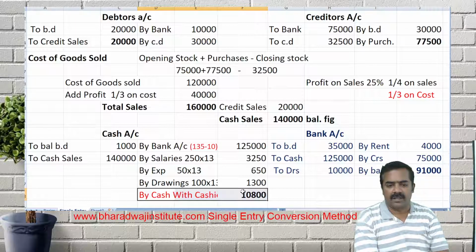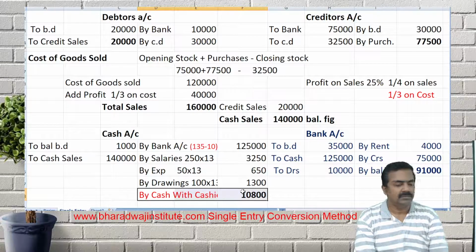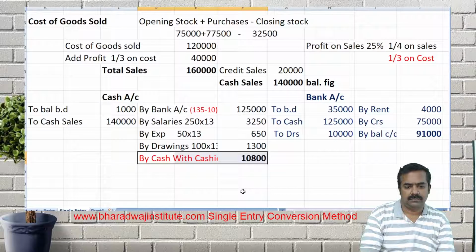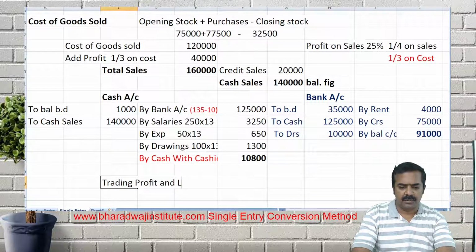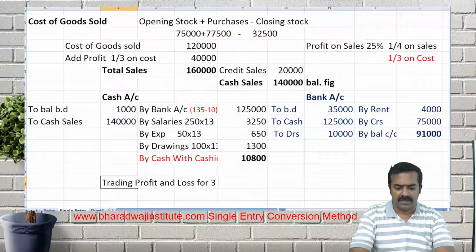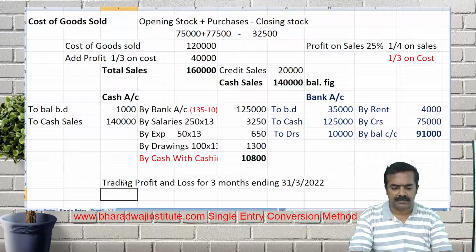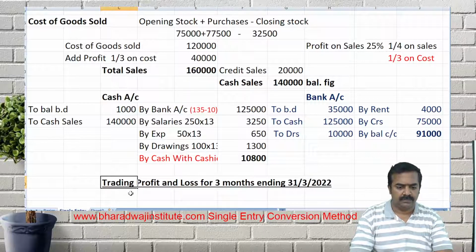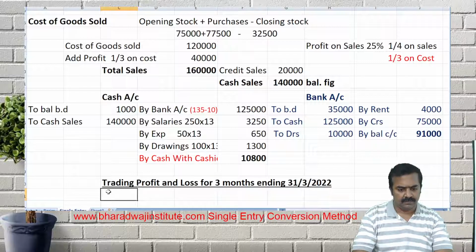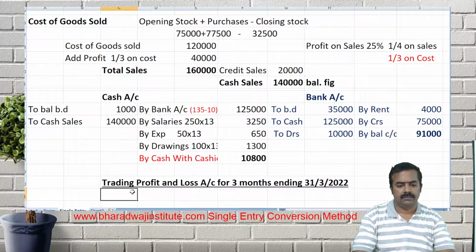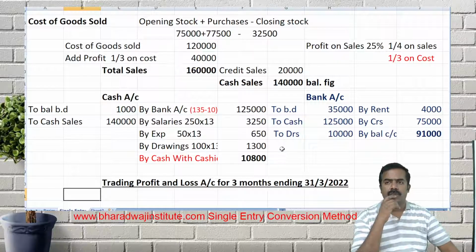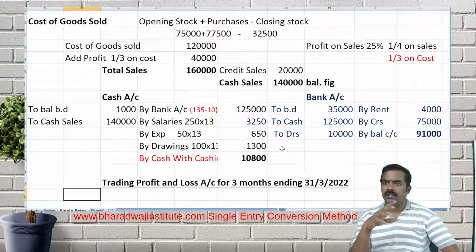Start. You can prepare the trading and P&L account. Trading and profit and loss account for 3 months ending 31st March 2022. For sales, we put 1,60,000. Try to prepare the trading account and P&L account, close them and tell me the net profit.